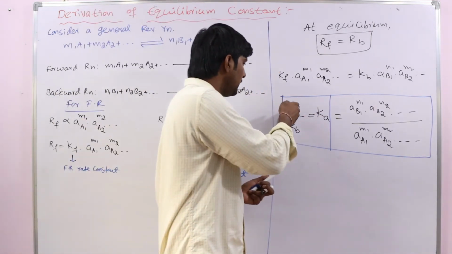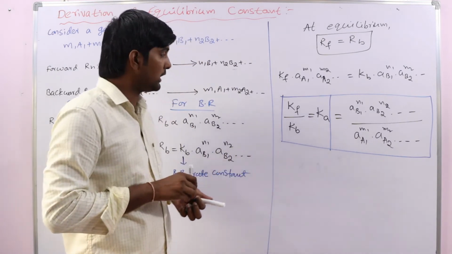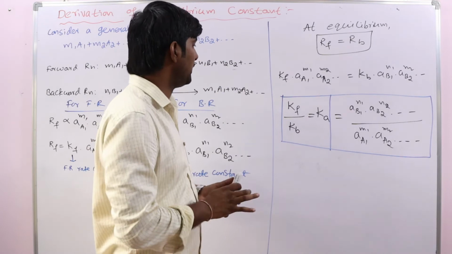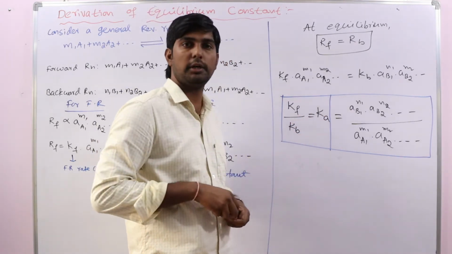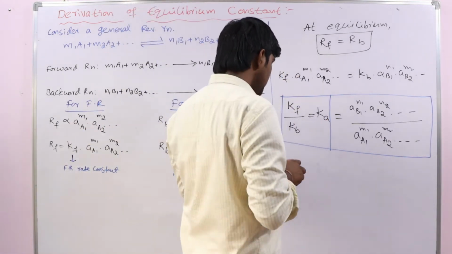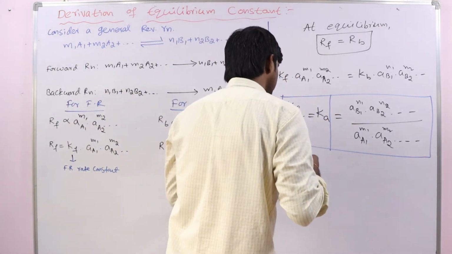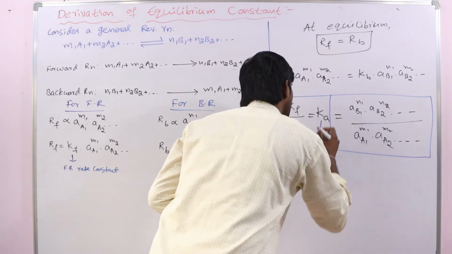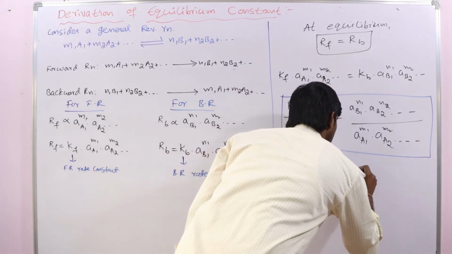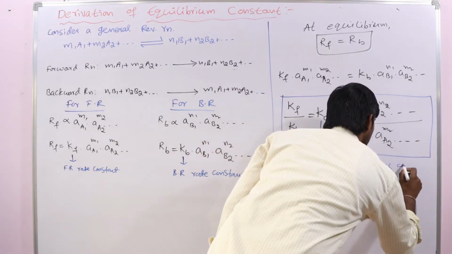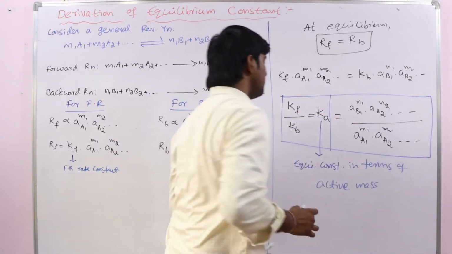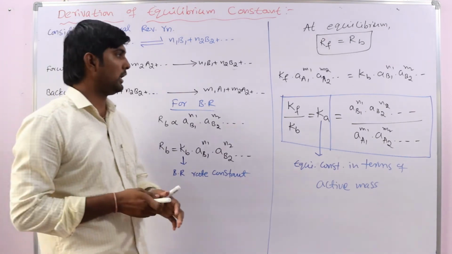They will provide the forward reaction rate constant and the backward reaction rate constant and ask you to find the equilibrium constant. So the equilibrium constant equals the forward reaction rate constant divided by the backward reaction rate constant. Also, Ka represents the equilibrium constant in terms of active mass, where A is active mass.